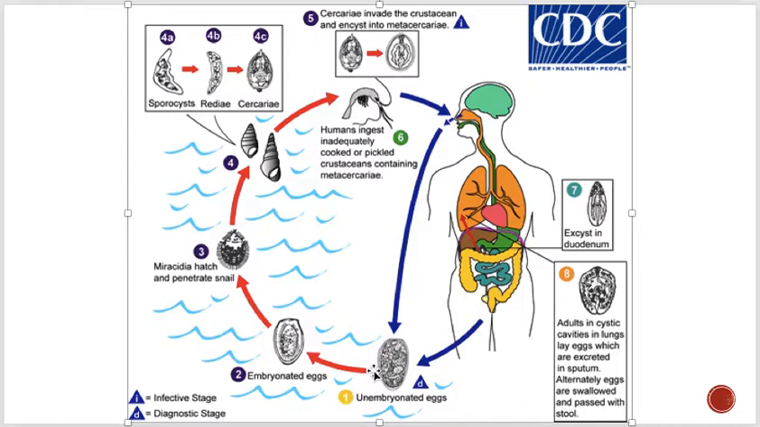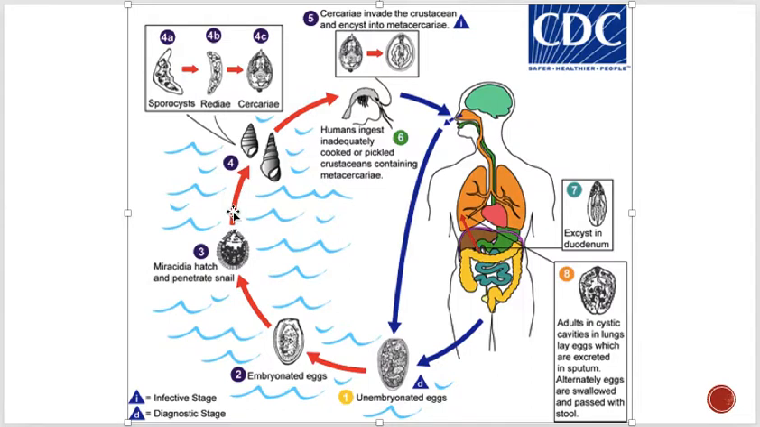So again, these unembryonated eggs, which are coming either from the feces or from the sputum or the phlegm, take around 2 weeks to mature in the fresh water. Okay, and once they mature, they are called miracidia. So they hatch and then they penetrate the snail. So the snail is the first intermediate host.